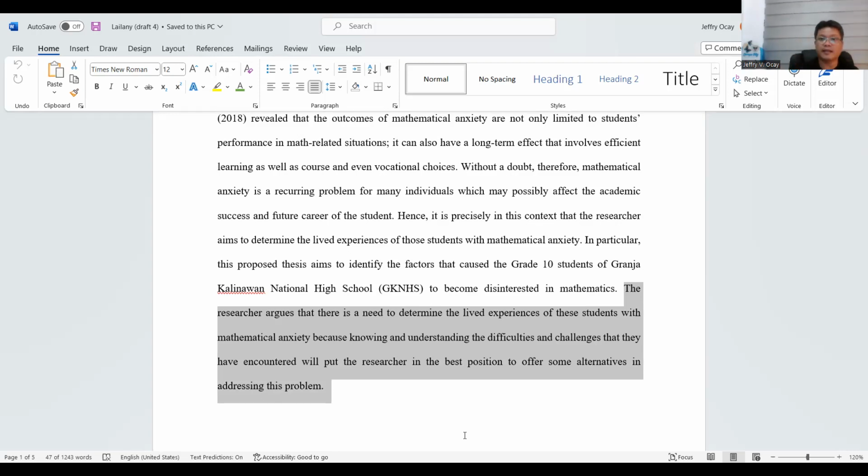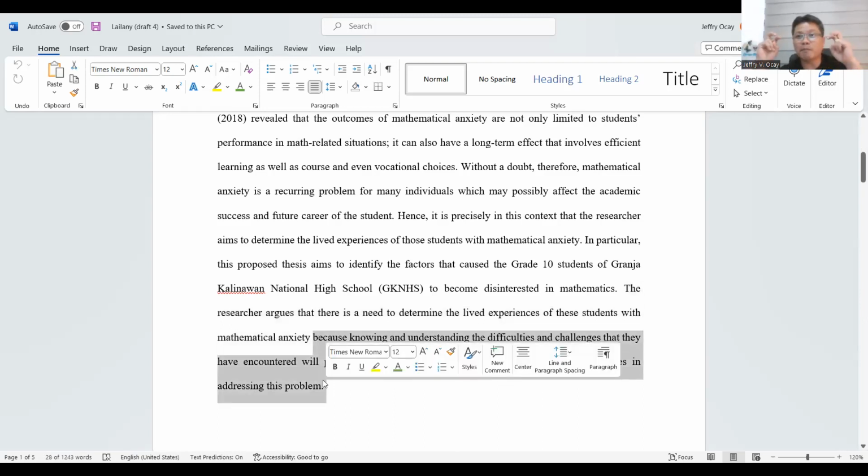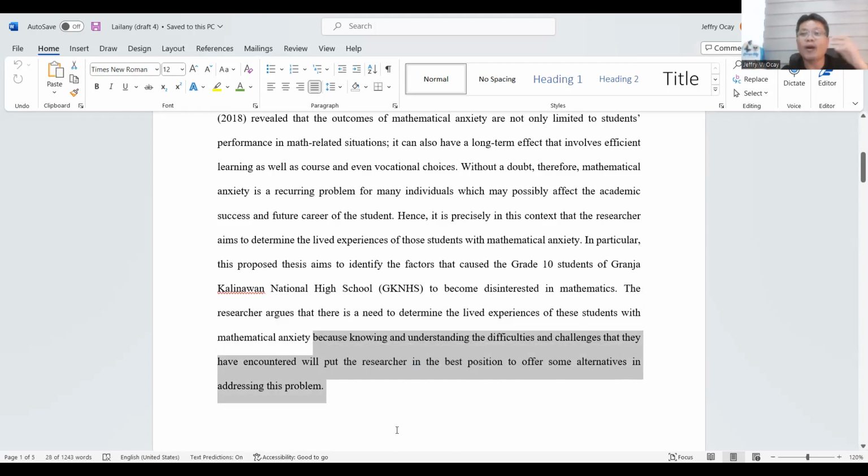And so we say, therefore, the researcher argues that there is a need to determine the lived experiences of these students with mathematical anxiety, because knowing and understanding the difficulties and challenges that they have encountered will put the researcher in the best position to offer some alternatives in addressing this problem. So we presented here an overall compelling reason why we want to pursue this research.